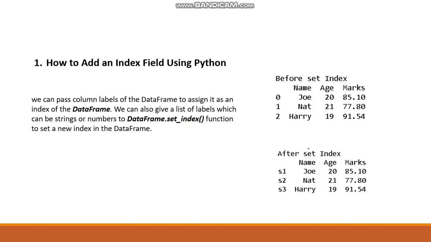We can pass column labels of the data frame to assign it as an index of the data frame. We can also give a list of labels, which can be strings or numbers, to the DataFrame.set_index() function to set a new index in the data frame.